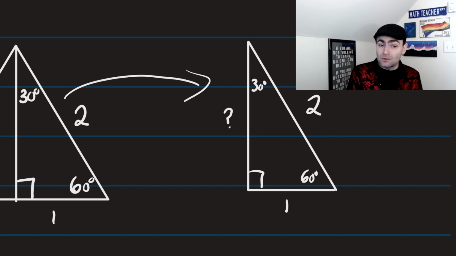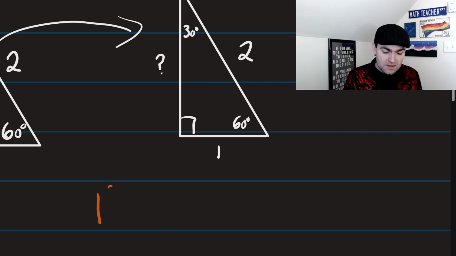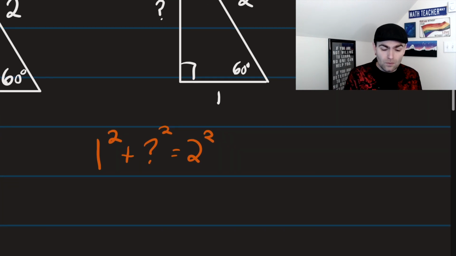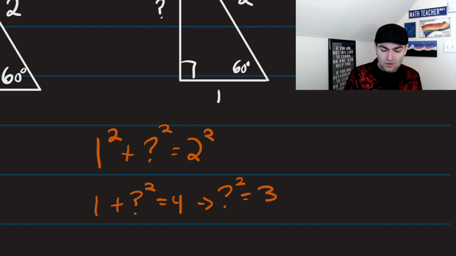We can figure out what the third side would be with Pythagorean theorem. So we can do 1 squared plus question mark squared is equal to 2 squared. Well, 1 squared is 1, question mark squared, we're just going to leave that as is. 2 squared is 4, meaning that the question mark squared is equal to 3. Well, to undo a square, we square root. So the question mark is equal to the square root of 3.